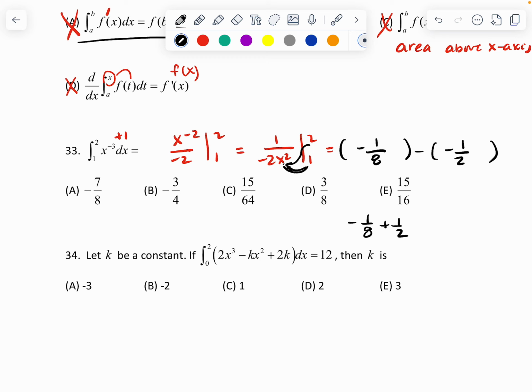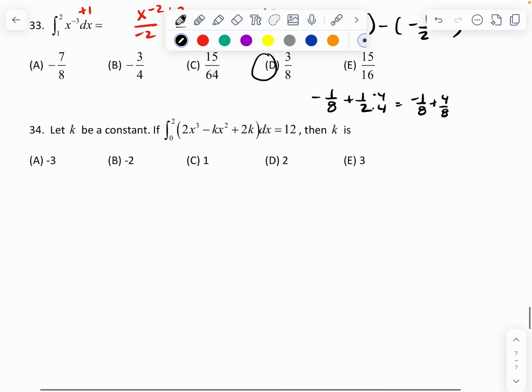Because haven't we done this question already? I feel like this question was already there. So if I multiply by 4, I'm going to get -1 over 8 plus 4 over 8, which is 3 over 8. Yeah, we've definitely done this question. That's a repeat.